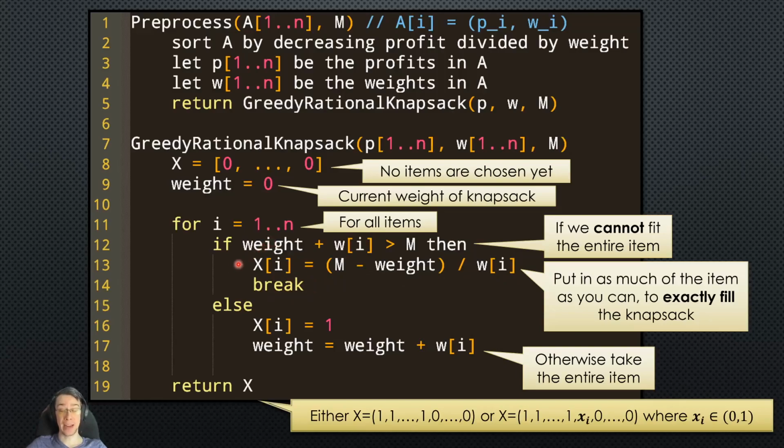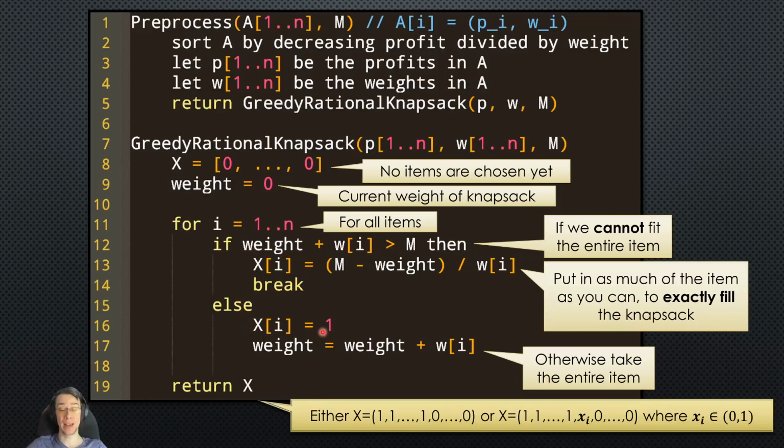Now, on the other hand, if we can fit the entire item into the bag, we're just going to set x of I to 1, and we're going to add the weight of the item to our current weight. And it may happen that when we get to this line of code, wi is enough to exactly fill the bag. And in that case, we will skip over this if statement. We won't satisfy this if statement because it won't be greater than m. It'll be equal to m. The weight plus the weight of I will be equal to m. We'll go to the else case.